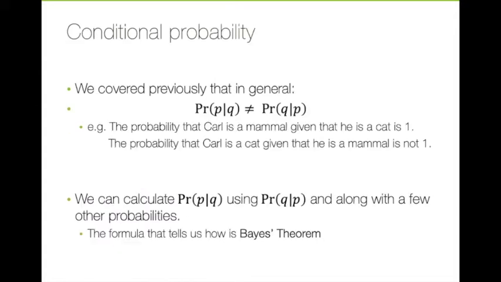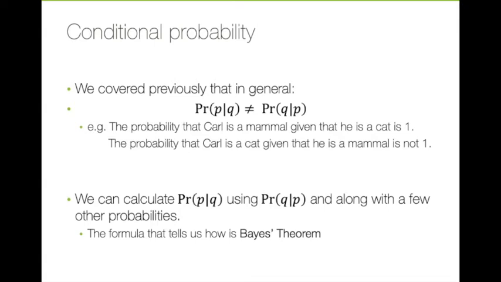Previously, we covered that, in general, the probability of P given Q does not equal the probability of Q given P. So that's that inequality that's written there. Let's think about an example. The probability that Carl is a mammal, given that he is a cat, is 1. So that could be our P given Q. The probability that Carl is a cat, given that he's a mammal, is definitely not 1. So that doesn't equal Q given P. This shows that the order of P and Q in conditional probabilities matters. Since these two conditional probabilities are not necessarily equal, you might wonder then what the relationship between them is, if any.